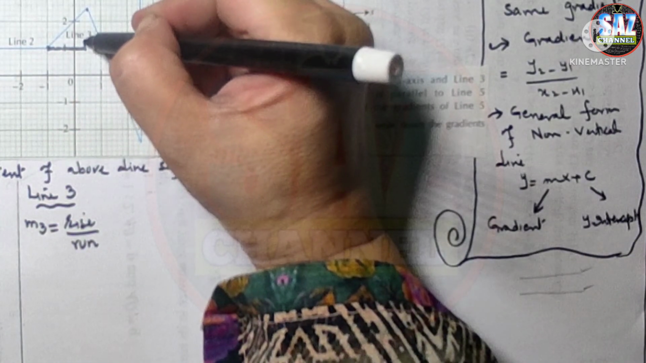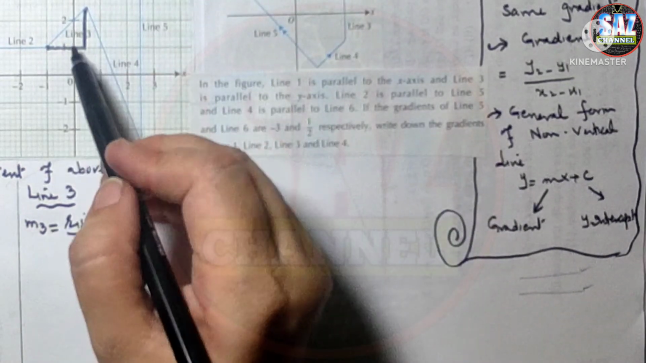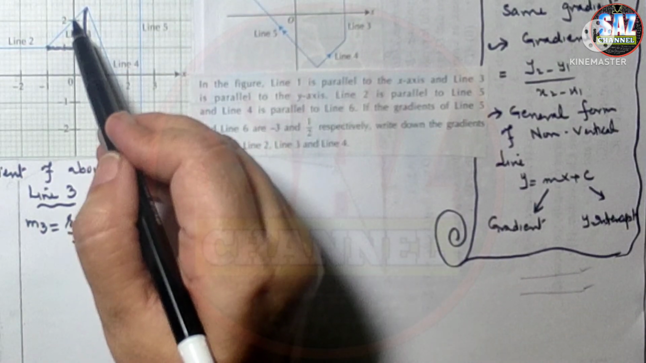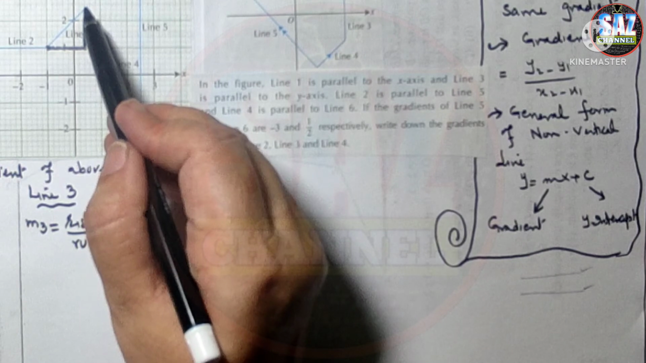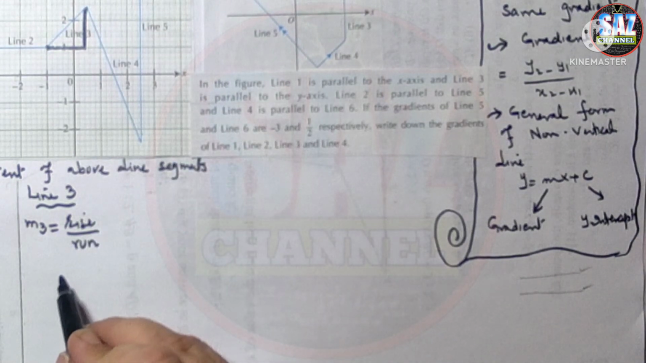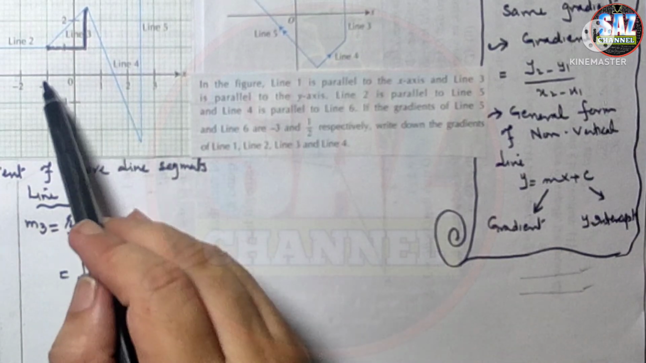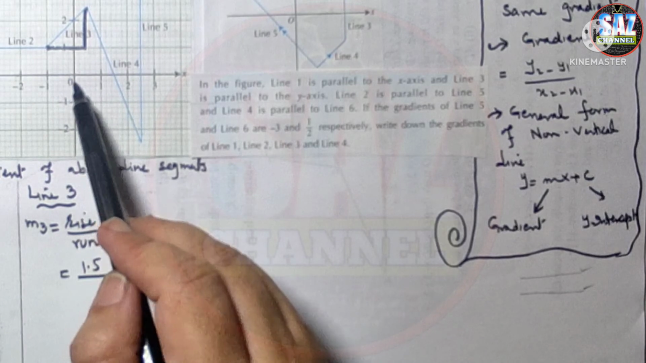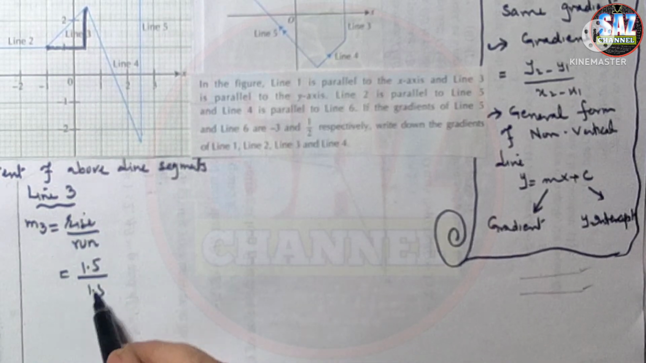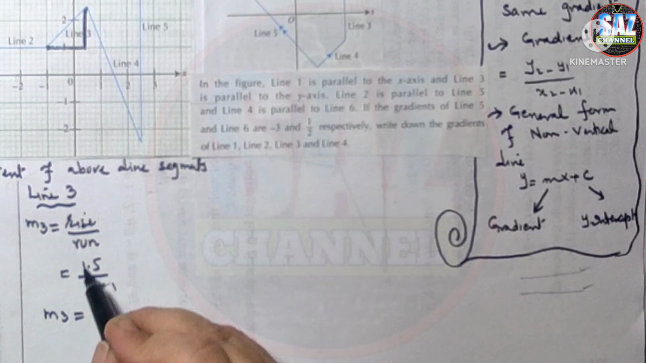Rise. Now do observe. From 1 to 2 rises 1 unit, and this point is coming between 2 and 3, so 1.5. 1.5 upon, now let's talk about run, from minus 1 to 0 is 1 unit and then 1.5. This is 1.5, so the gradient of line 3 is 1.